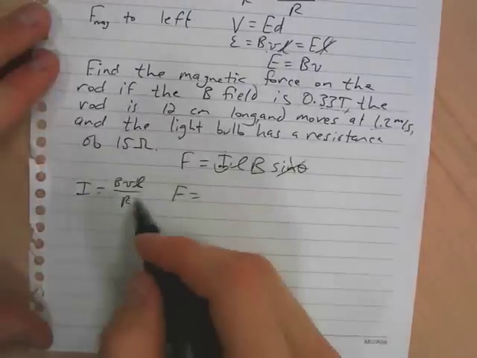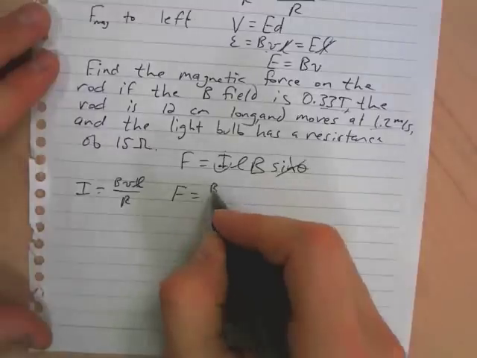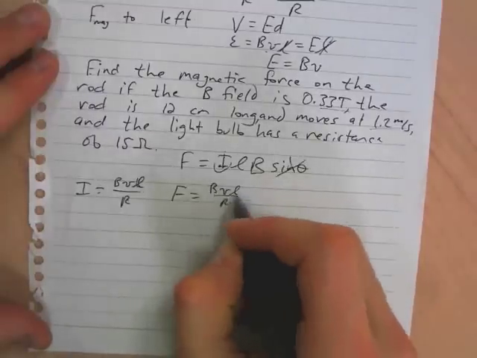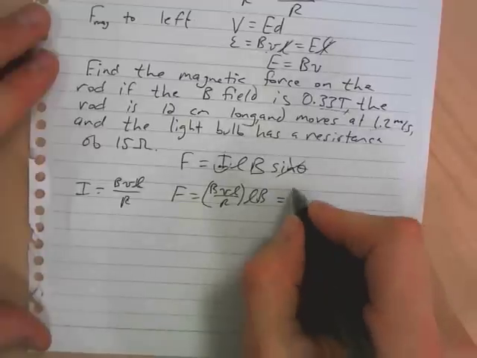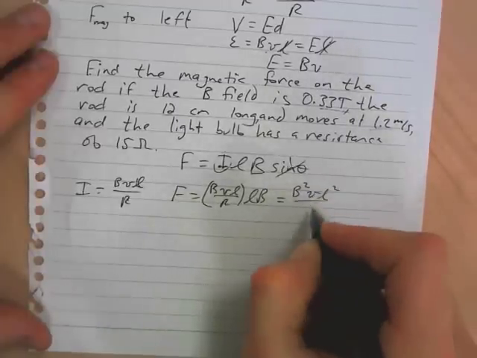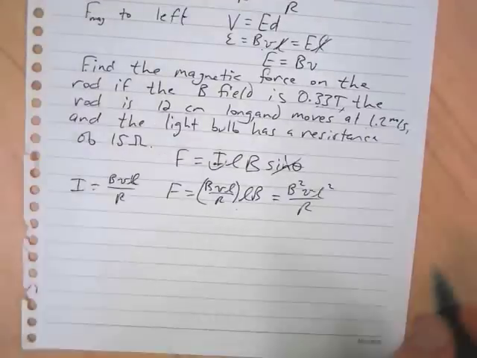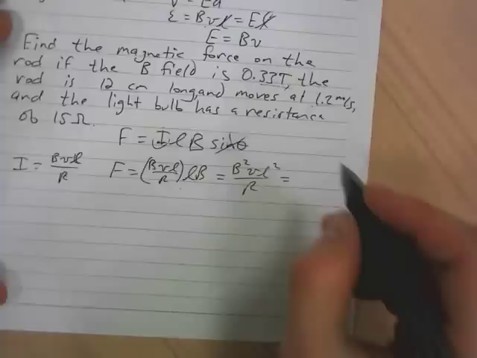and therefore our force, if we plug that in, gives us BVL over R times LB. Our magnetic force is B squared V L squared over R. And once we get there, we can just plug in the values that we have.